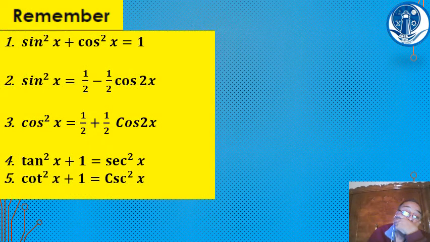Remember again, sine square plus cosine square equals 1. Sine square equals half minus half cosine 2x. This is very important. Cosine square equals half plus half cosine 2x. Tan square x plus 1 is sec square. Cotan square x plus 1 is cosec square x.